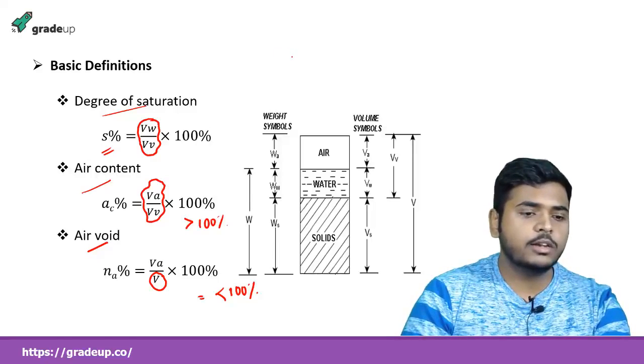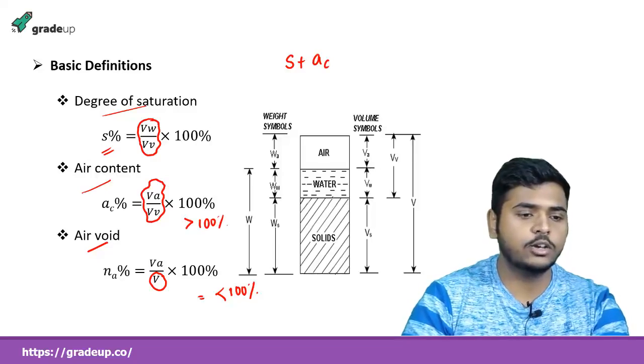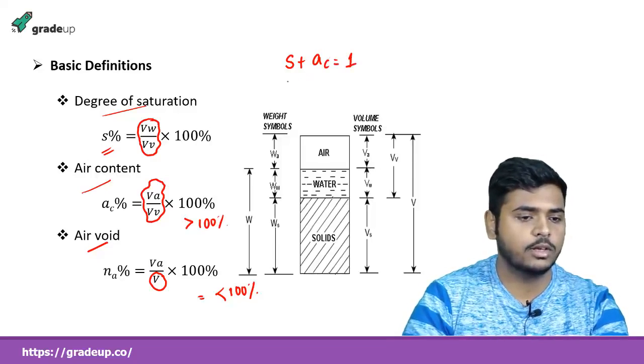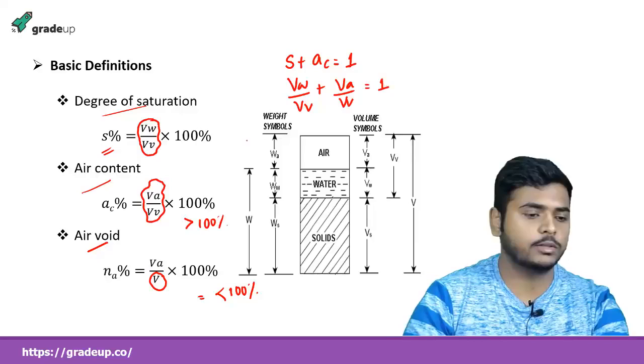Here there is another relation for this: S plus AC, that is degree of saturation plus air content, is equal to 1. As we can see, S is volume of water to the volume of void, and air content is volume of air to the volume of void. This is equal to 1.